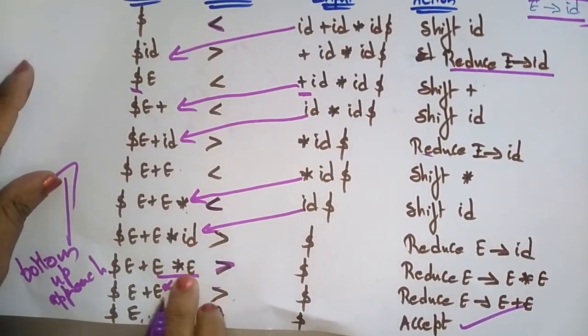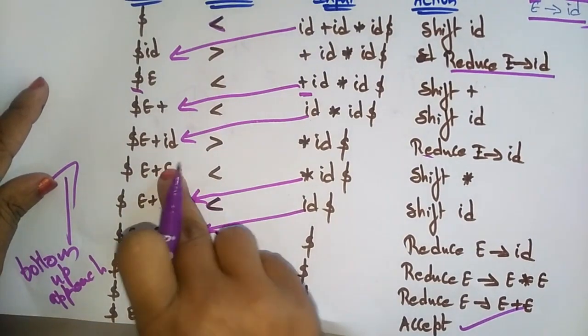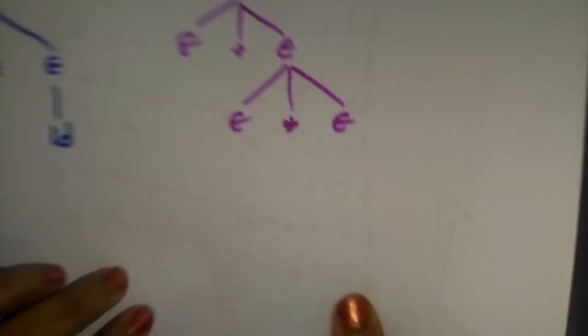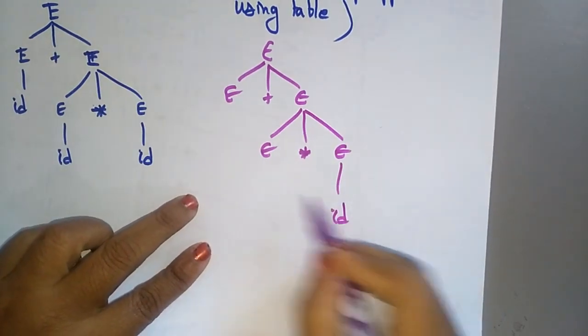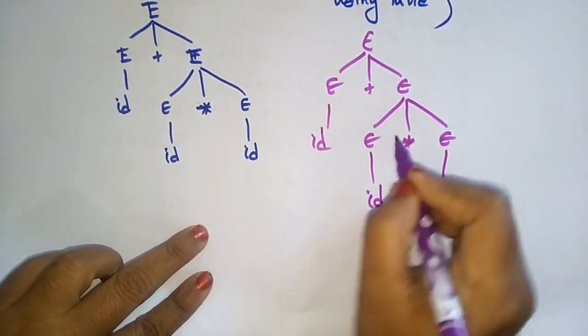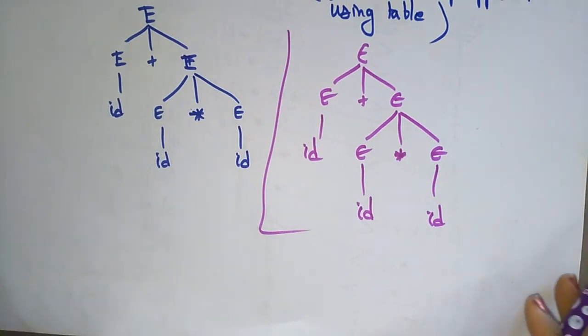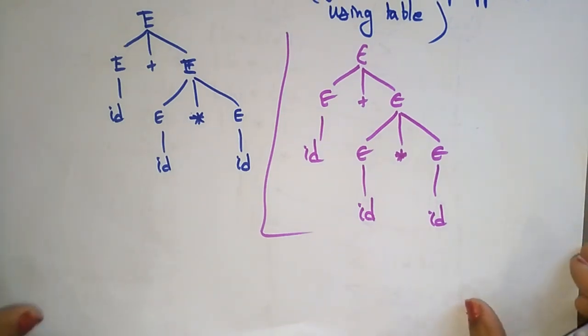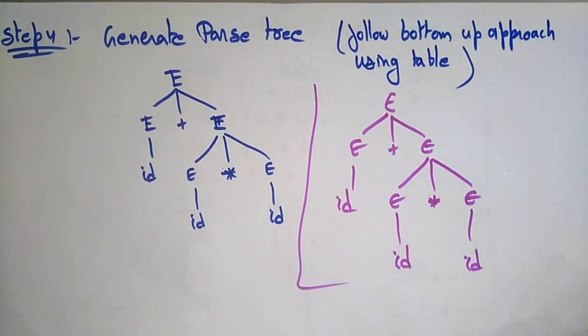Now this E is replaced with E star E. And here this E is replaced with ID, and finally this E is replaced with ID. Constructing the parse tree is very easy by seeing the parsing string table. Just follow the stack and follow the bottom-up approach by using the stack table and construct the parse tree. So this is about the operator precedence grammar. Thank you.